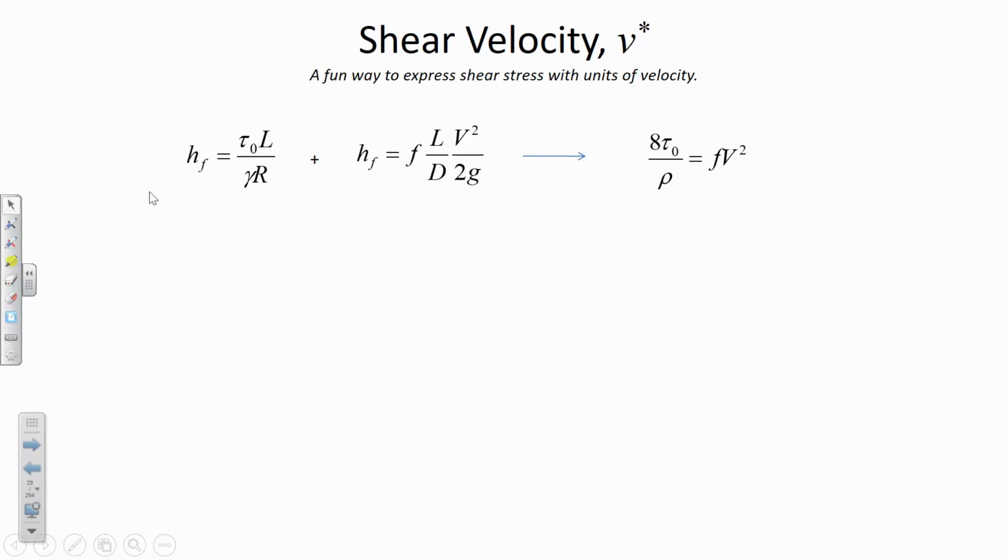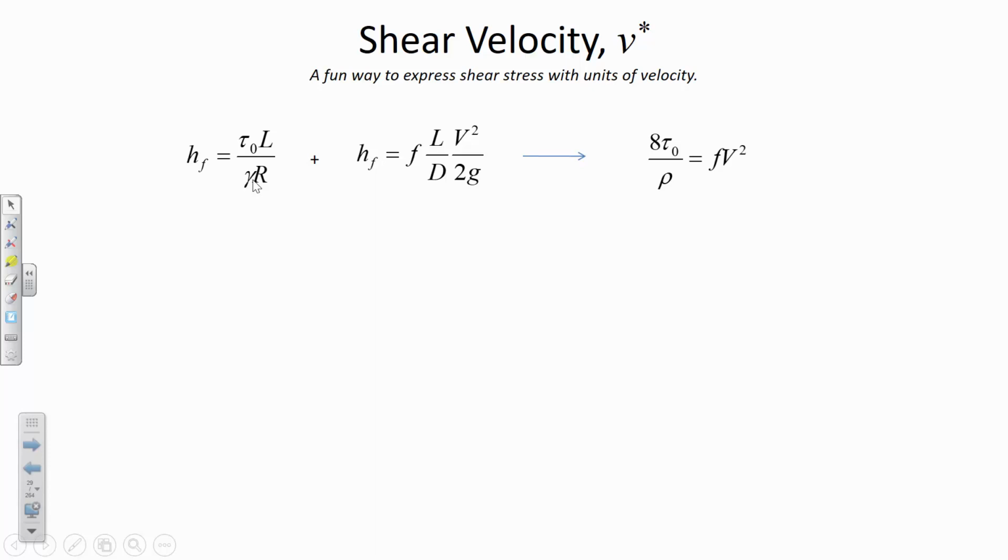Now, in class on Tuesday, we said that the head loss due to pipe friction can be expressed in terms of shear stress. The shear stress is the resistance that the pipe is putting on the water. It's the resistance to flow on a unit area basis. And so the units of shear stress are newtons per meter squared.